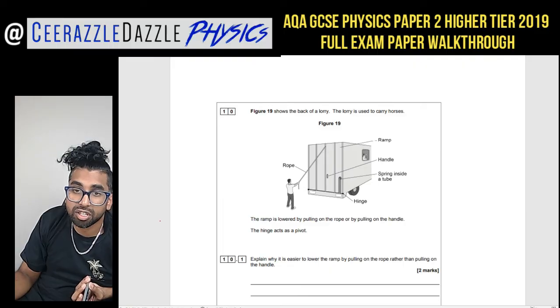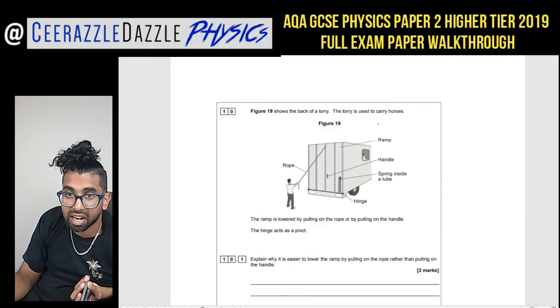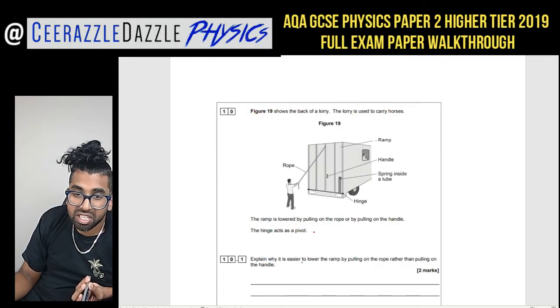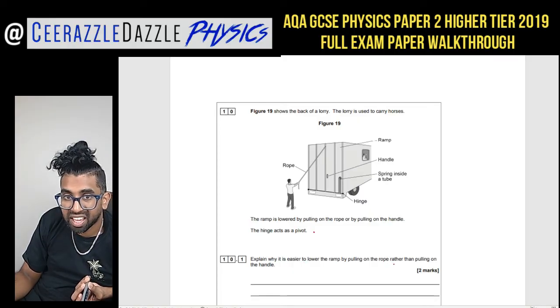10. Figure 19 shows the back of a lorry. The lorry is used to carry horses. The ramp is lowered by pulling on the rope or by pulling on the handle. The hinge acts at a pivot point. Explain why it's easier to lower the ramp by pulling on the rope rather than by pulling on the handle.